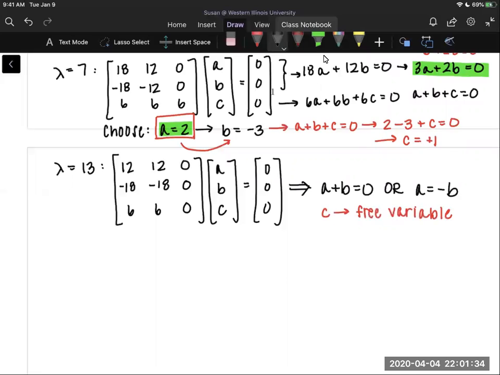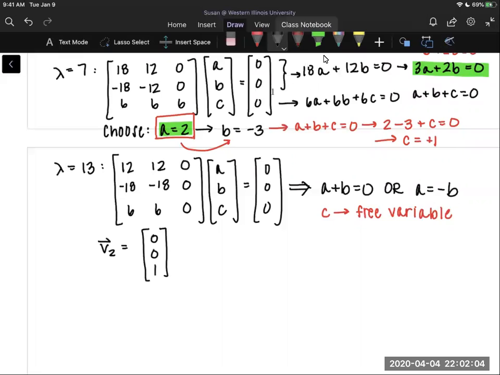All right, so here's what I'm going to do. I'm going to now pick my eigenvectors. And remember, the only forbidden eigenvector is the 0 vector. So I can't have any eigenvector being 0, 0, 0. However, I could choose A and B to be 0. And since C is a free variable, I can choose C to be whatever I want. So I'm going to pick it to be 1.